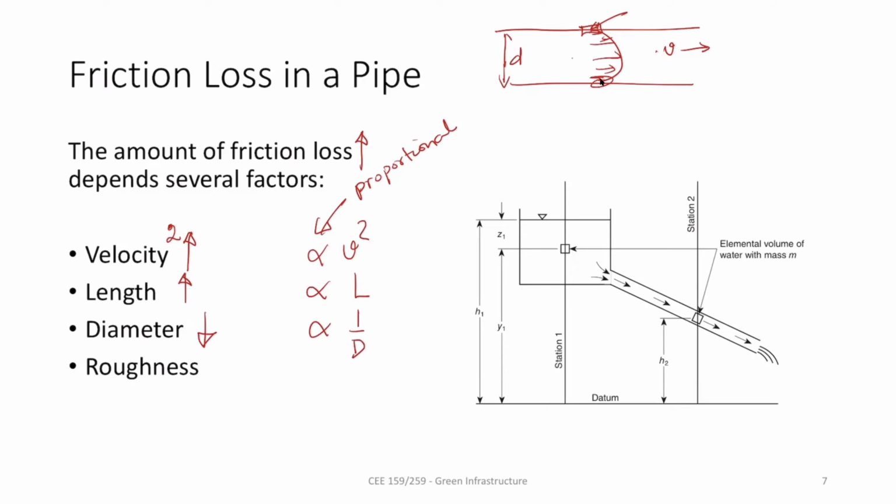What about roughness? This one should be easy. What happens if the roughness increases? Is this going to increase the friction loss or decrease it? Will there be more friction or less friction? More friction. Imagine water going through a very plain pipe, it's not going to hit anything. If the edge has a lot of roughness, it's going to hit it. So there will be more friction.